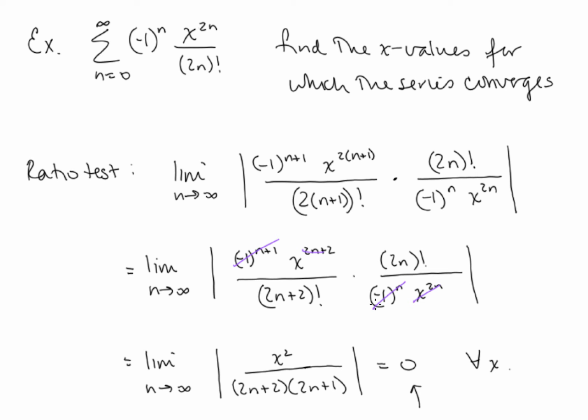And now what's happening here with these factorials? This is 2n plus 2 factorial. So we're going to have 2n plus 2, 2n plus 1, then 2n and the rest. So 2n factorial cancels here, and we're left with a 2n plus 2 and a 2n plus 1 in the denominator. And so we're taking the limit as n goes to infinity here. And so that's going to be equal to 0 for all x values.